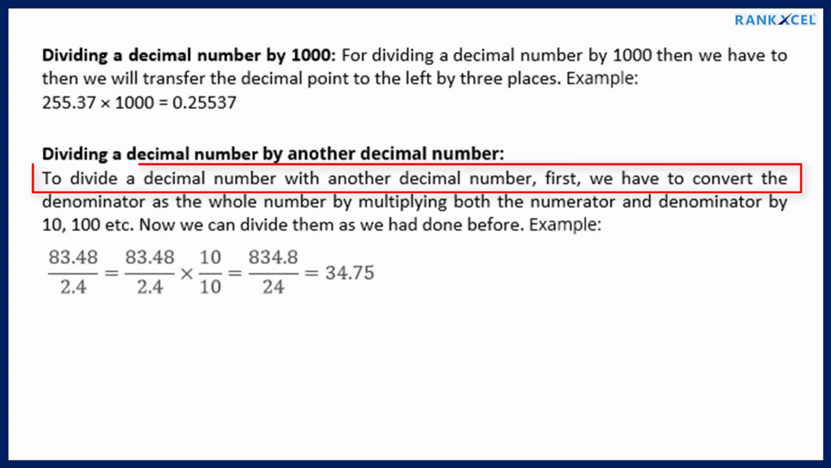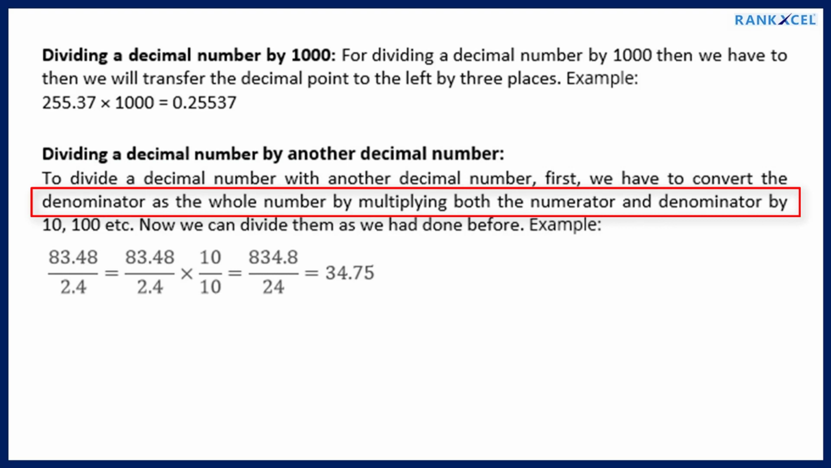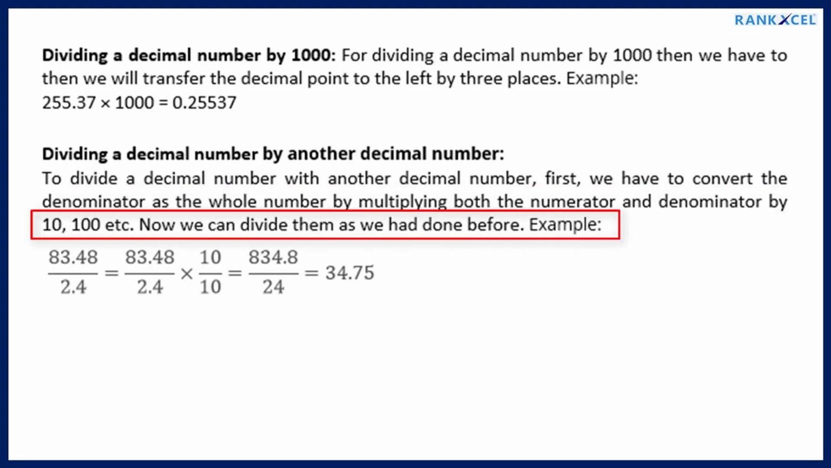To divide a decimal number with another decimal number, first, we have to convert the denominator into a whole number by multiplying both the numerator and denominator by 10, 100 etc. Now we can divide them as we had done before. Example.